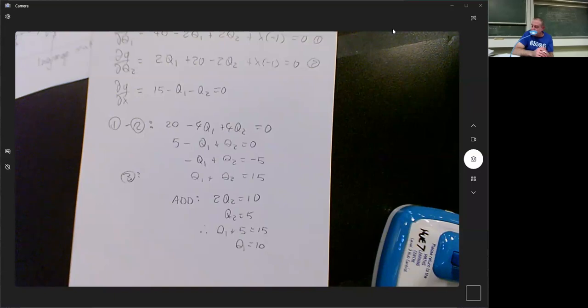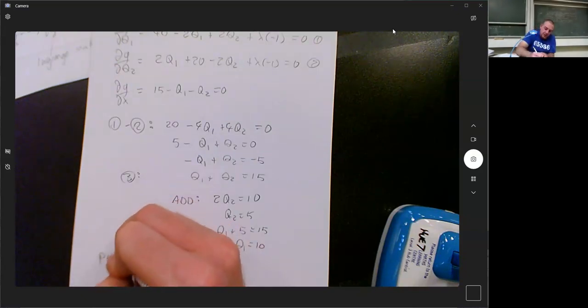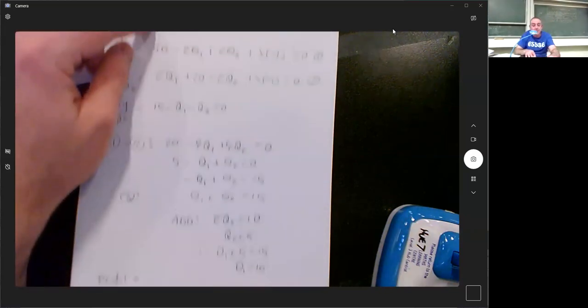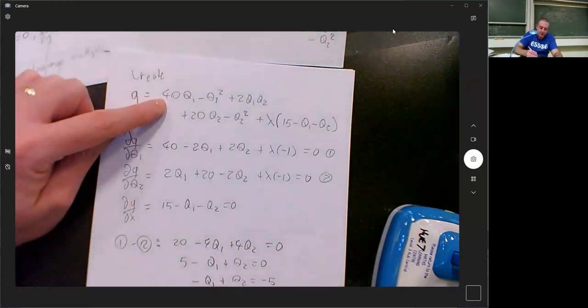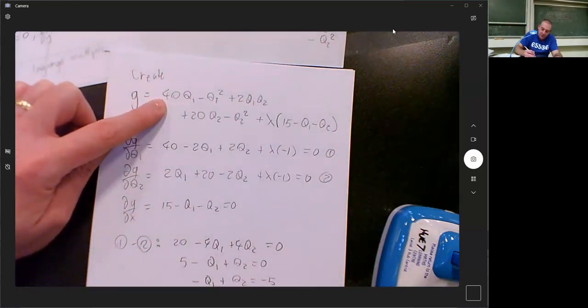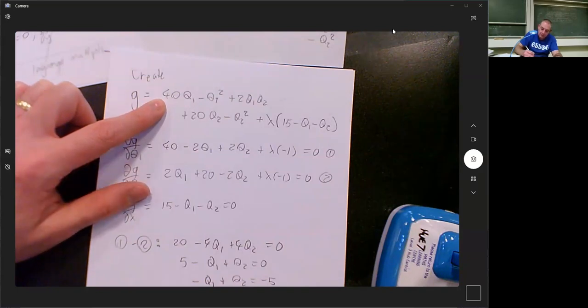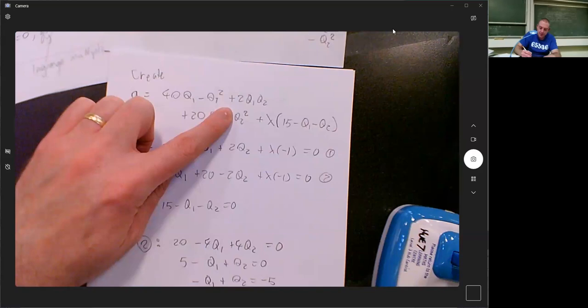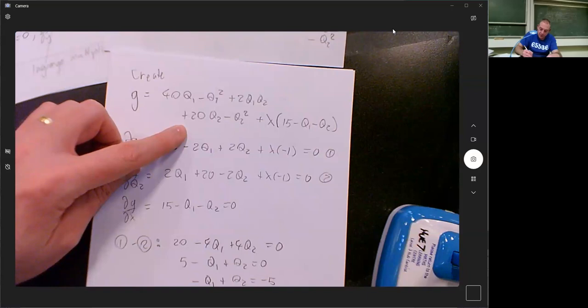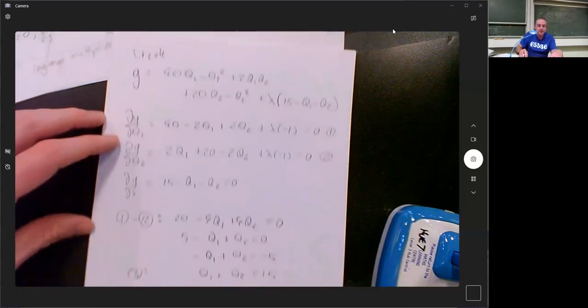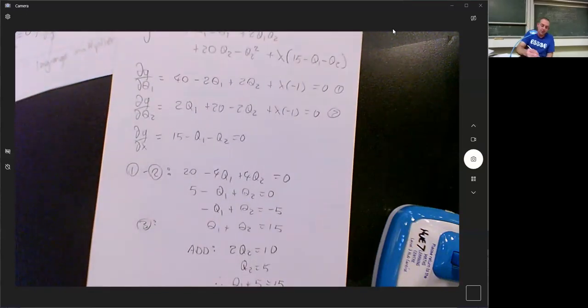Now, it did actually say what is the maximum profit. We've just figured out the quantities that produce the maximum profit. And so the maximum profit is therefore this formula here with Q1 being 10 and Q2 being 5. So the maximum profit will be 40 times Q1, which is 10, minus Q1 squared, plus 2 times 10 times 5, plus 20 times Q2, which was 5, minus Q2 squared, which is 5 squared, which will be whatever the answer is.